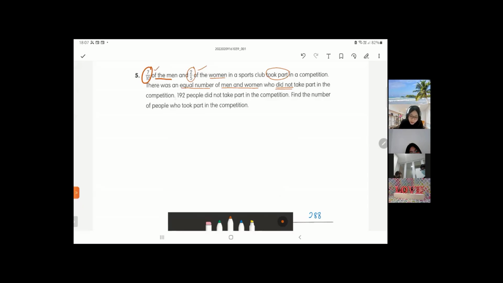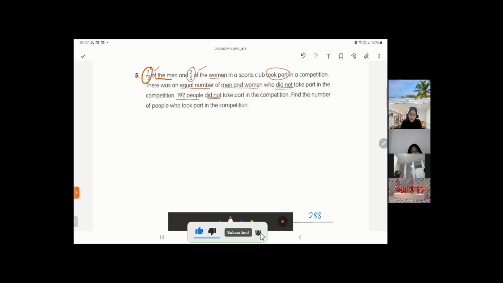Okay, 192 people did not take part in the competition. Find the number of people who took part in the competition. Okay, so they told us I want to find the people who took part in the competition, which means the fraction lah, 7/10 and the 2/5.